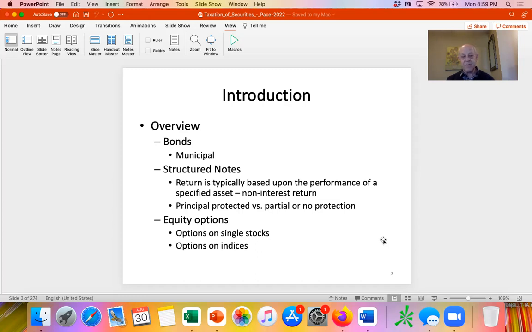And popular structured notes are where people will lend money to a bank. Let's say they'll lend $50,000 to a bank, and they want to get their $50,000 back at the end of 5 years. But instead of earning a rate of interest, what they'll say is, assume that I had given you $50,000 and you invested $50,000 in the S&P 500. I want the upside of the S&P 500 over the next 5 years.